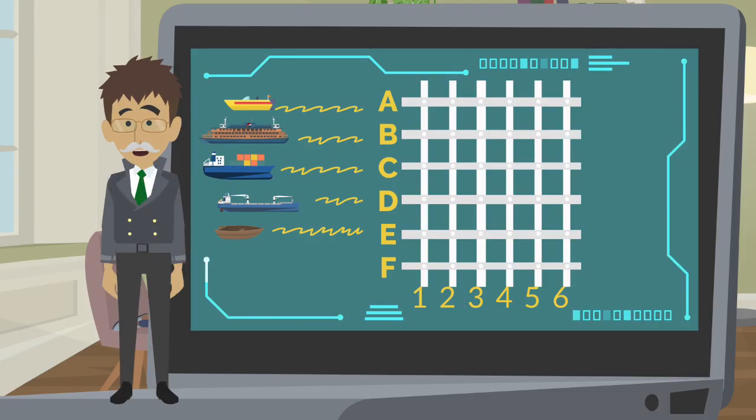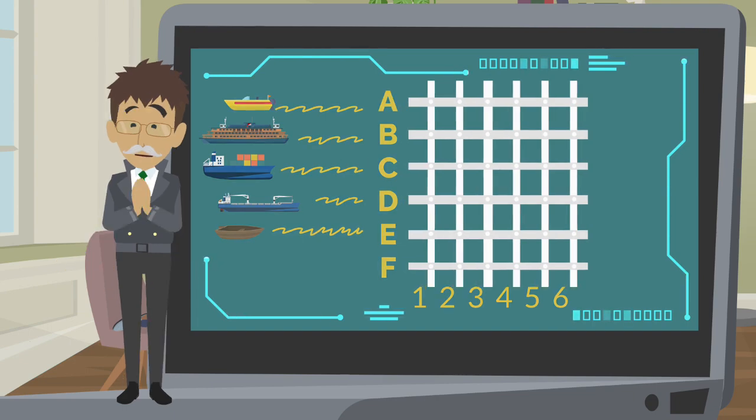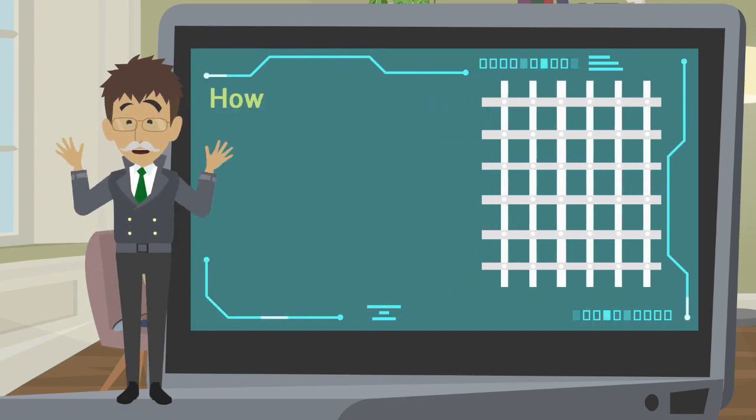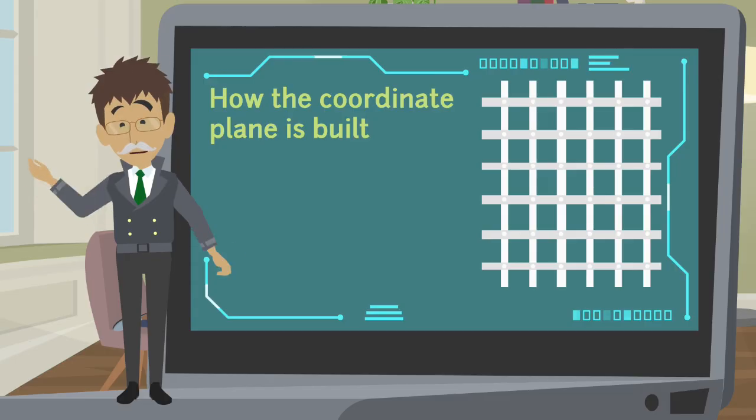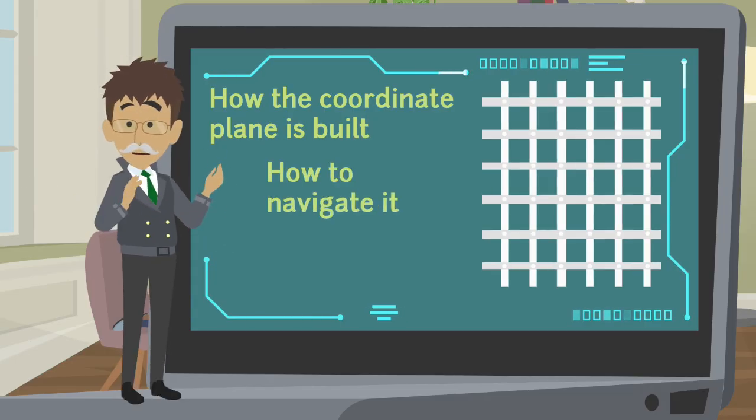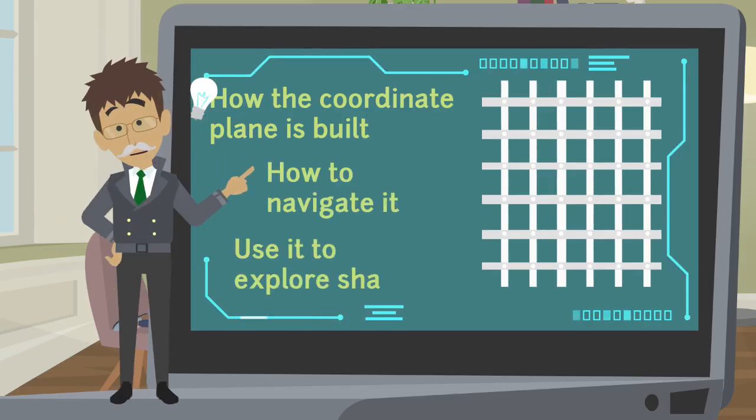The coordinate plane is a powerful tool that lets us describe the exact location of any point in space using just two numbers. In this video, we are going to learn how the coordinate plane is built, how to navigate it with confidence, and how to use it to explore the shapes we already know and love.